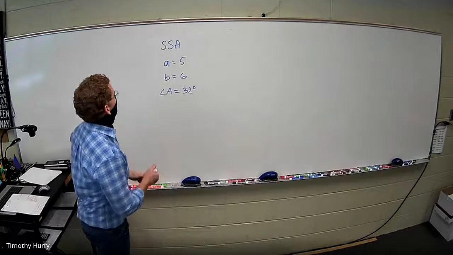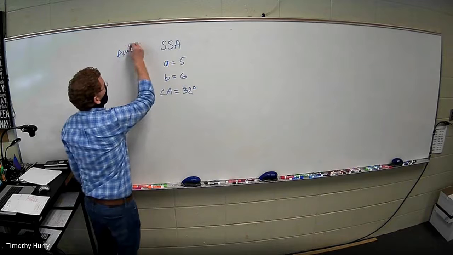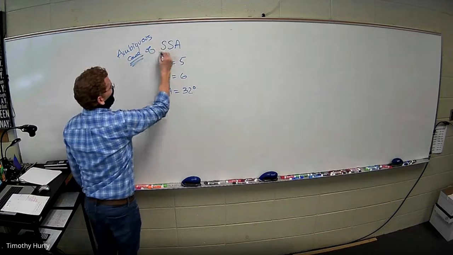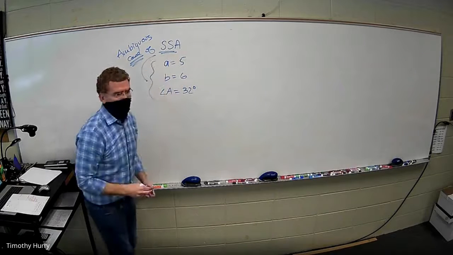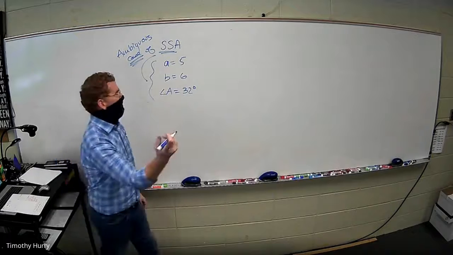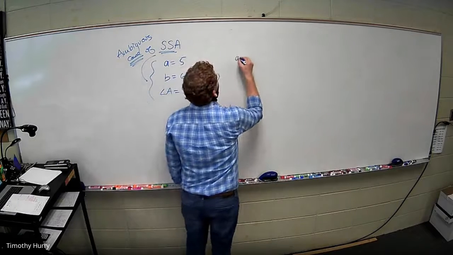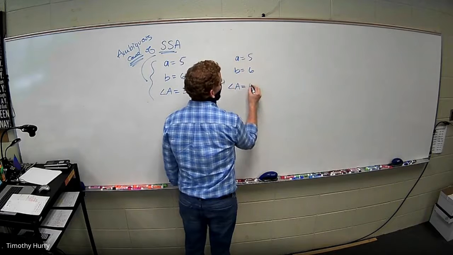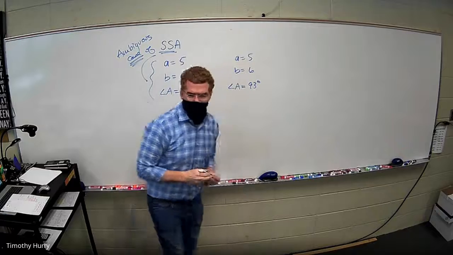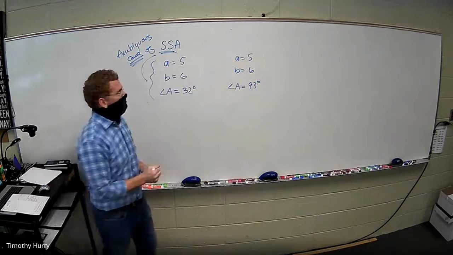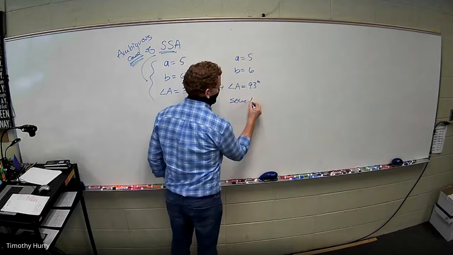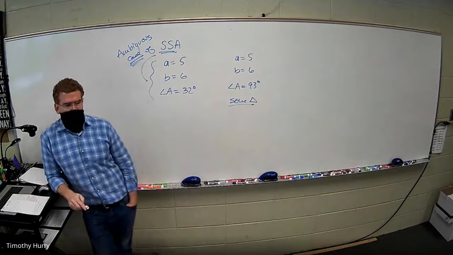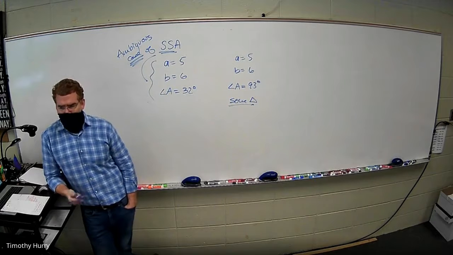That is the ambiguous case of SSA that we are talking about. Everything else is not a big deal. How about this? I haven't mentioned one like this before. How about a is 5, b is 6, angle A is 93 degrees. Tell me, solve the triangle. Talk to me. Don't be afraid.